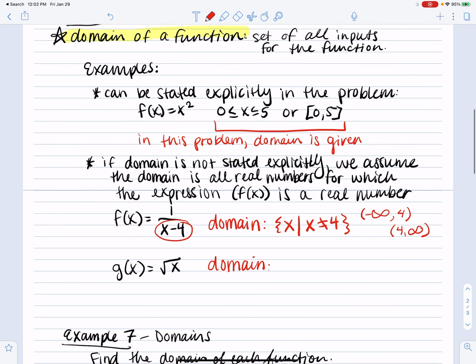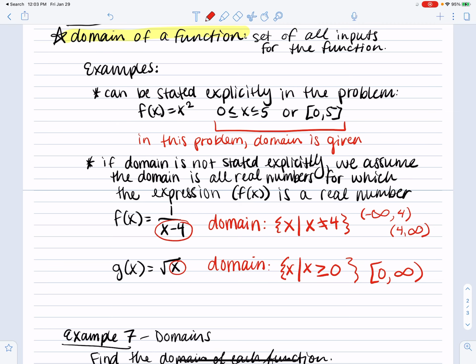Okay, and then the next one is g of x is the square root of x. So the domain here, x inside of a square root, your rule here is that under a square root cannot be negative, because that will give you an imaginary number. So whatever's under the square root has to be greater than or equal to 0, because it can include 0. So our domain is going to be x at any value greater than or equal to 0. And you can write that as including 0 up to infinity.